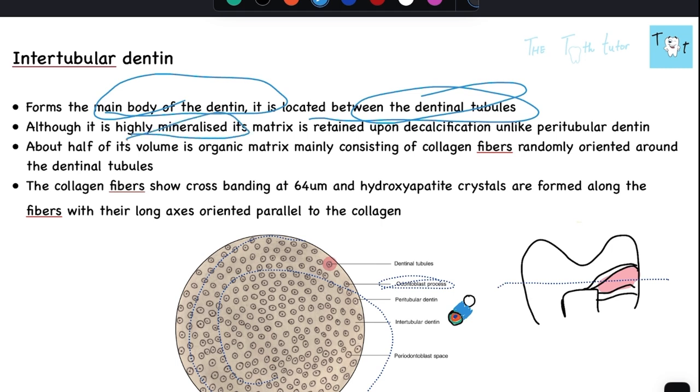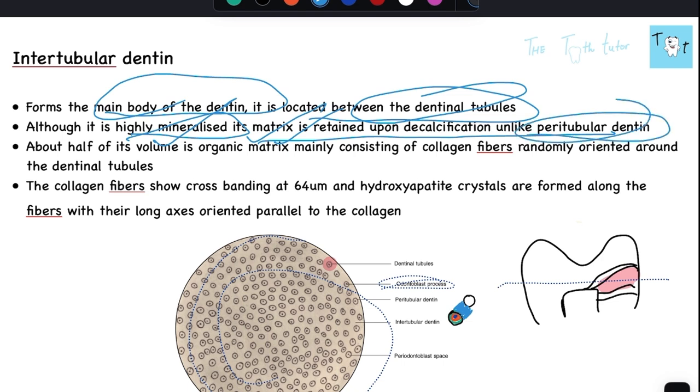It is highly mineralized, but its matrix is retained upon decalcification. So what happens is when something is highly mineralized and I decalcify it, it means that it lost all its minerals. So when it loses all of its minerals, then nothing should stay, nothing will be retained. But in this case, it is highly mineralized, but still, upon decalcification, some of its matrix will remain. This does not happen in the peritubular dentin.